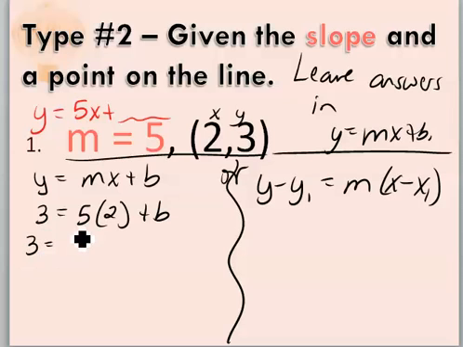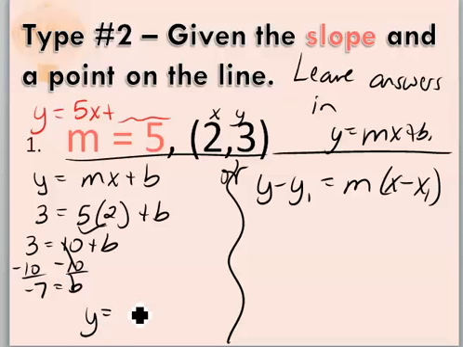If we solve this, 5 times 2 is 10, and to get b by itself, we're going to subtract 10. So b is negative 7. Now, I need to remember that to write the equation of a line, I need to have y equals my slope 5 times x plus my b value, so minus 7 or plus negative 7.